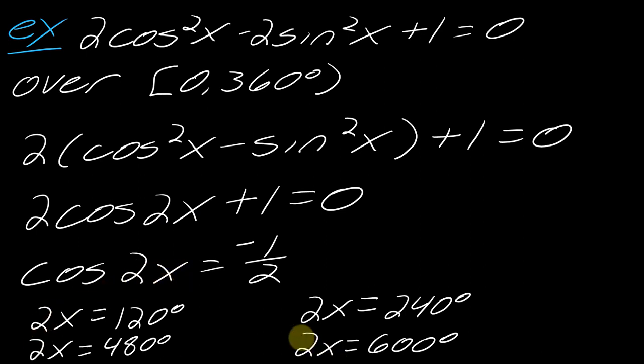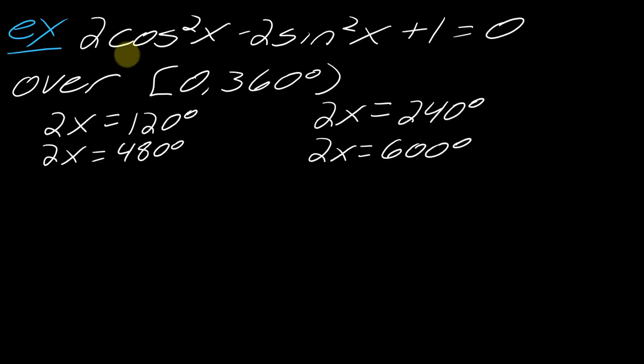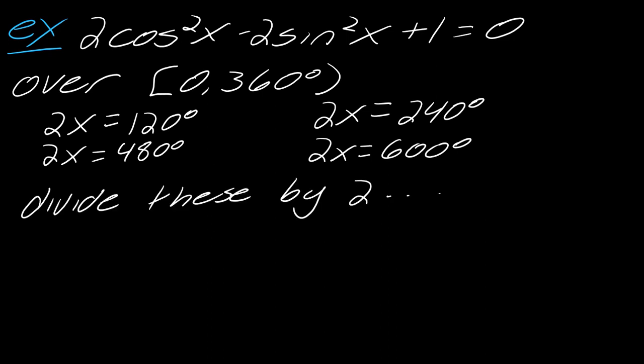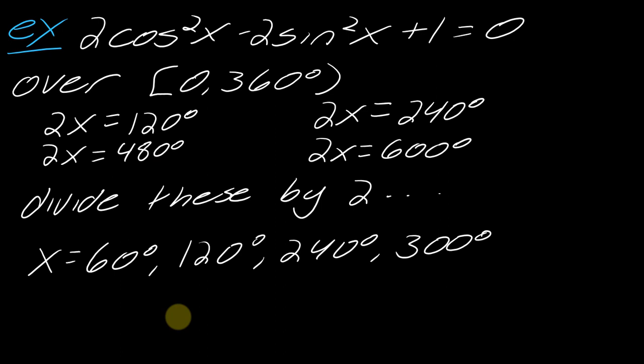So that's why I had to worry about this here. Okay, so anyways, I found these 4 solutions. This is now 2x equals each one of these things, and I have that proper interval. And now to finish solving for x, I can just divide each of these by 2. So my answer will be 60, 120 degrees, 240 degrees, and 300 degrees.